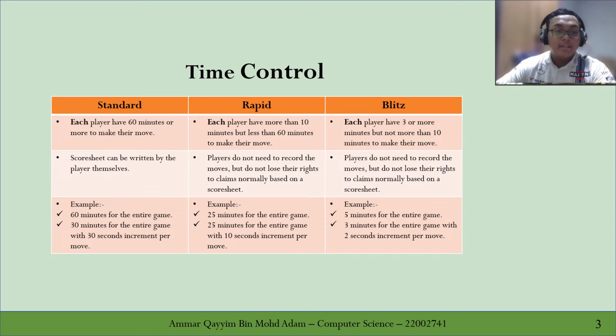per move. In standard time control, the score sheet can be written by the players themselves, whereas in rapid and blitz, players do not need to record the moves, but they do not lose their right to make claims normally based on a score sheet. And in standard time control, usually you can only play a maximum of 2 games in a day, rapid a maximum of 15, and blitz a maximum of 30 games in a day.